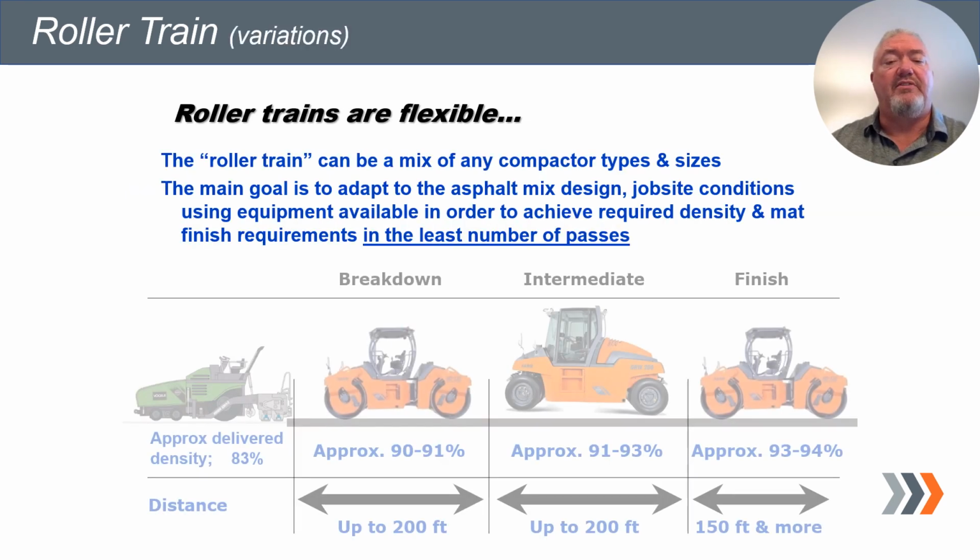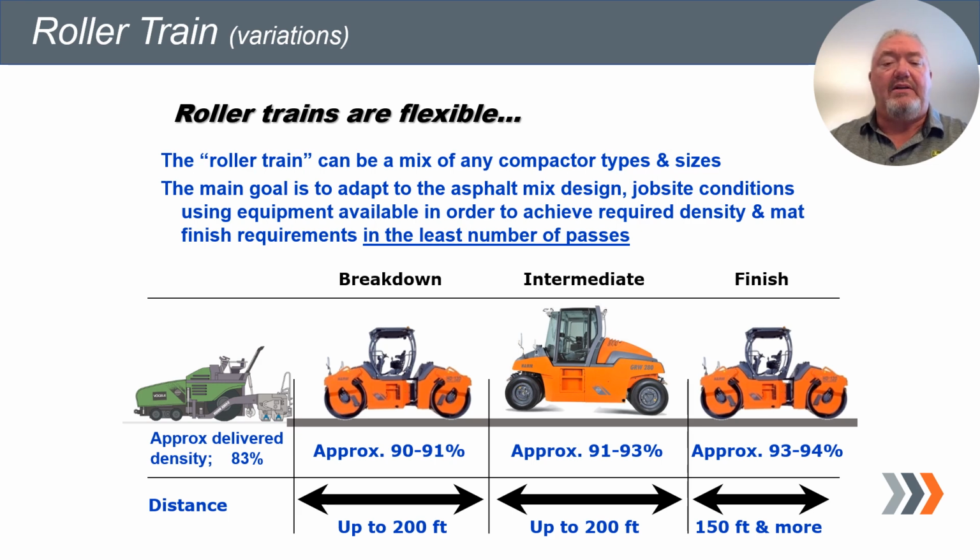Now, roller trains are very flexible. Depending on the specifications of the state, this is pretty much typically what I see in most of the locations I go around: a dual steel drum breakdown roller, a rubber tire roller in the middle, and then a dual drum in the back running as the finish roller. And that's going to probably run static, because by the time the temperature gets that low, we don't want to use vibration. If we use vibration in a cold mat, we're just going to start breaking rock, and we don't want to do that.